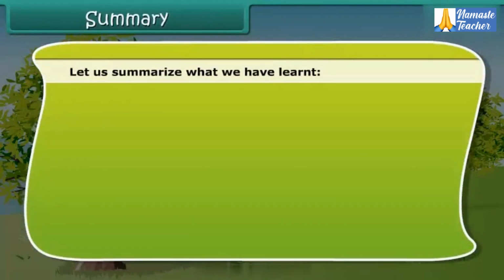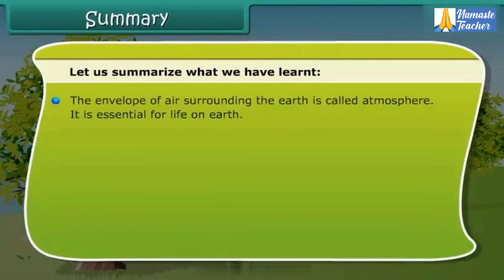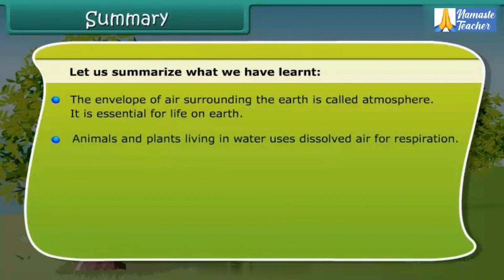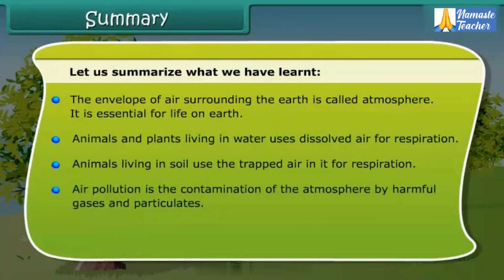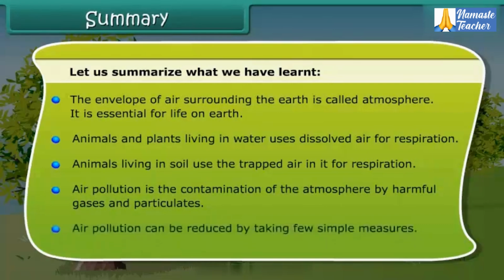Let us summarize what we have learned. The envelope of air surrounding the earth is called the atmosphere. It is essential for life on earth. Animals and plants living in water use dissolved air for respiration. Animals living in soil use the trapped air in it for respiration. Air pollution is the contamination of the atmosphere by harmful gases and particulates. Air pollution can be reduced by taking a few simple measures.